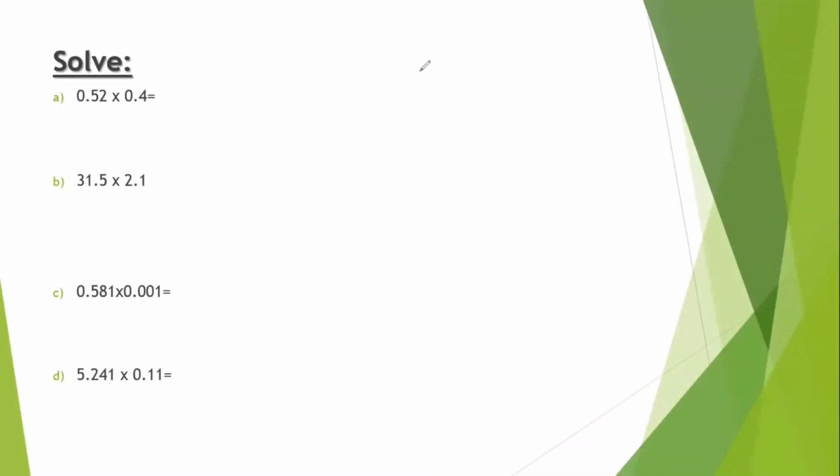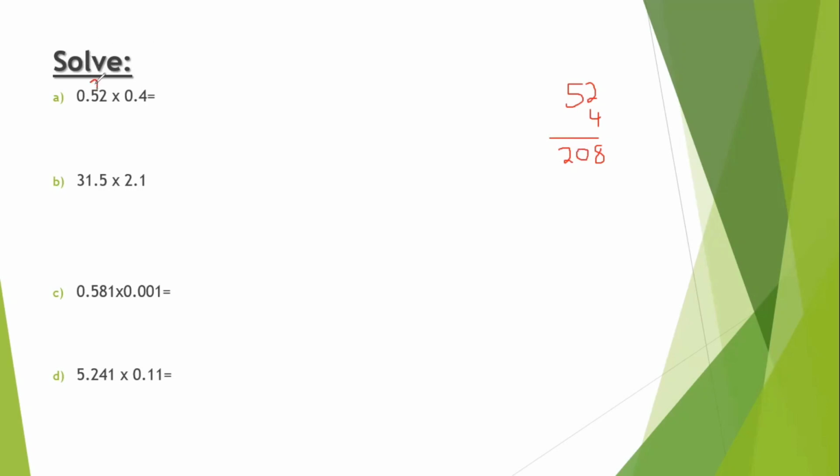Solve 0.52 times 0.4. First, ignore the decimal point. Now it's 52 times 4. Let's multiply. 4 times 2 is 8. 4 times 5 is 20.